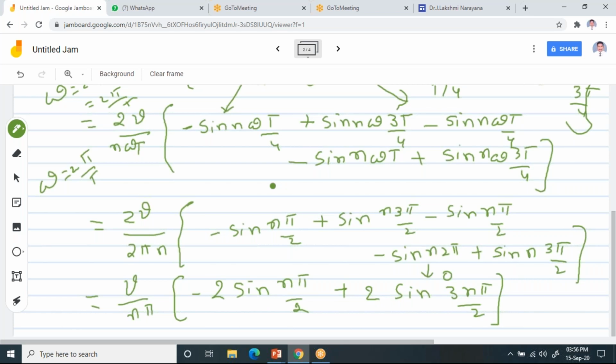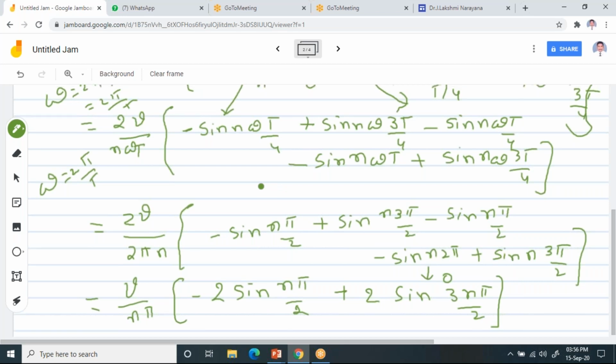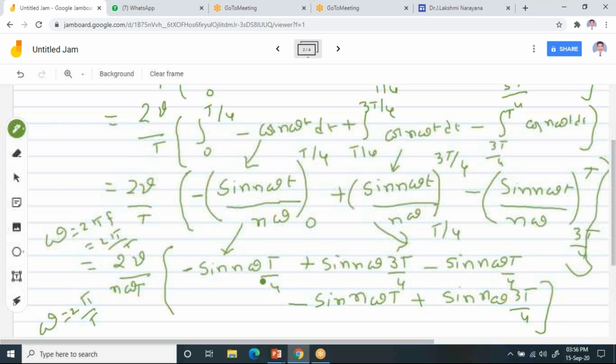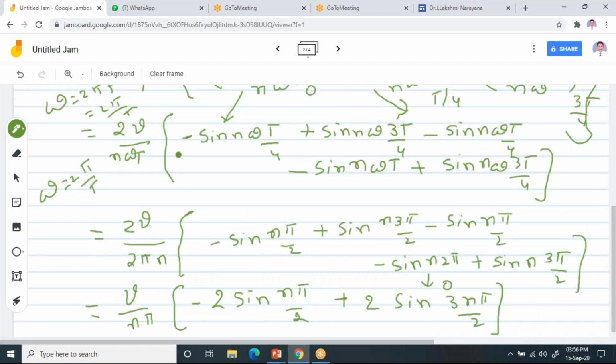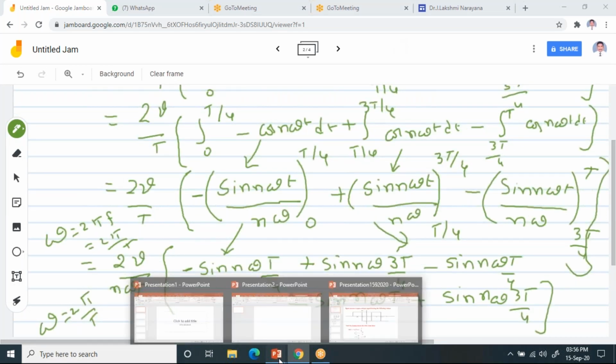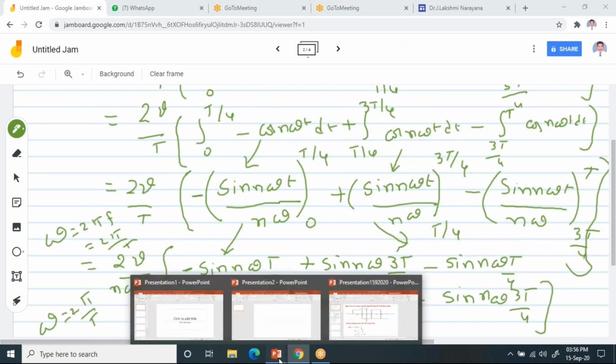So the only difference is in the place of sine, now you will get cos. That is the only difference. You please try it. So you will get the similar thing. And if you solve it, your bn becomes 0. Now please try to understand. I am going to take up the problem now. Now observe it.